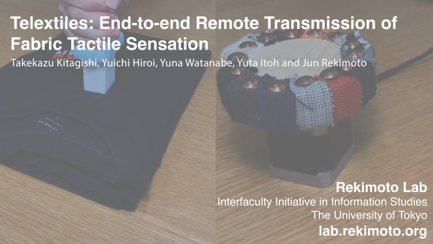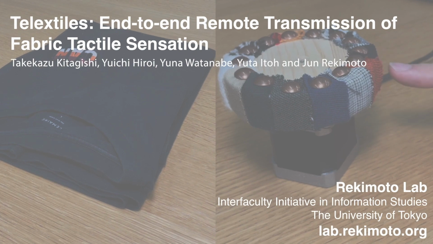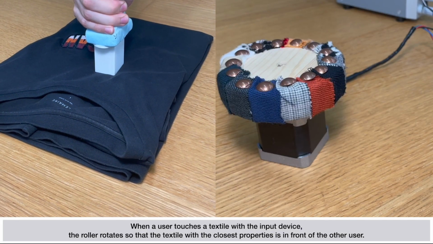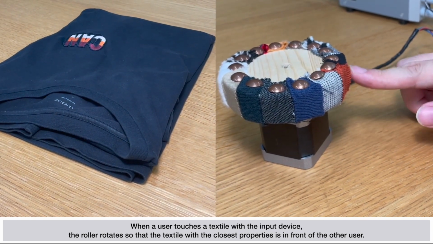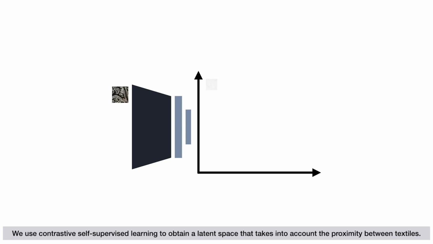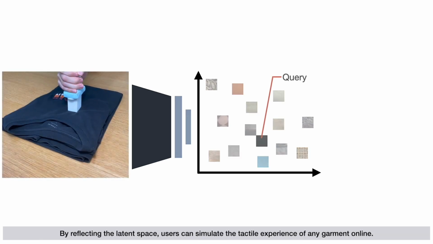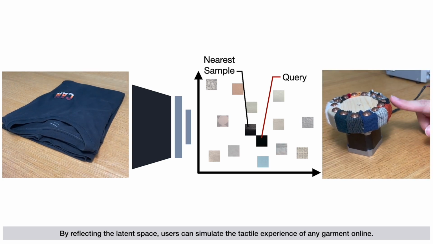We propose Telextiles, an interface that can remotely transmit tactile sensations of textiles. When a user touches a textile with the input device, the roller rotates so that the textile with the closest properties is in front of the other user. We use contrastive self-supervised learning to obtain a latent space that takes into account the proximity between textiles. By reflecting the latent space, users can simulate the tactile experience of any garment online.